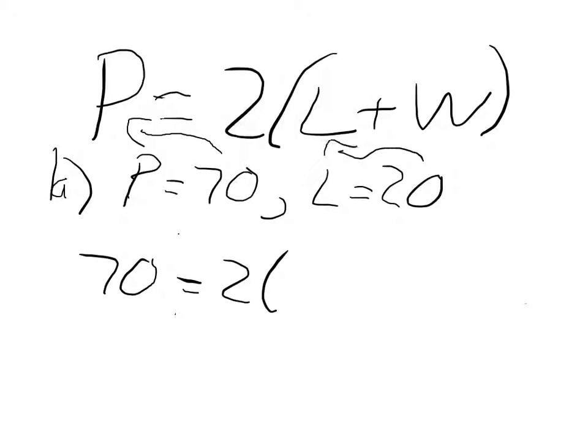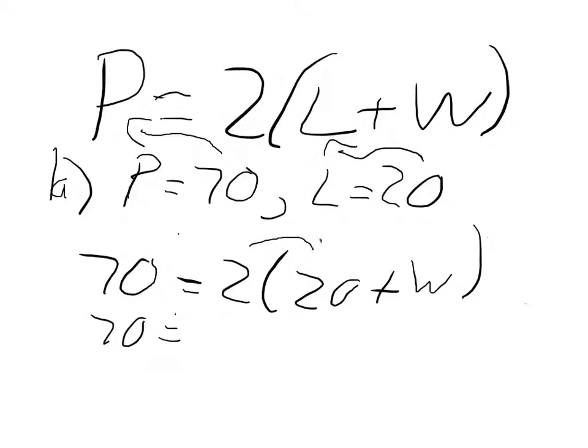2, and then that 20, it's got to go exactly where the L is. So it's got to go there. And then the W, that's what we don't know. Now, next step, you may remember when you have a 2 before a bracket, it means to multiply both things in the bracket. So we've got to do those two. So 2 times 20 is 40, plus 2 times W is 2W. Just means 2 times W, whatever that W is.